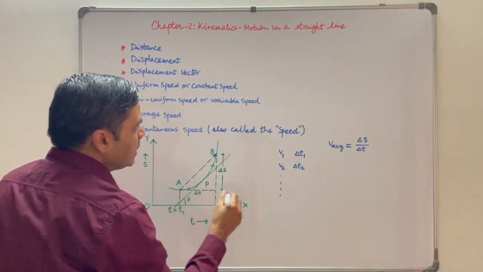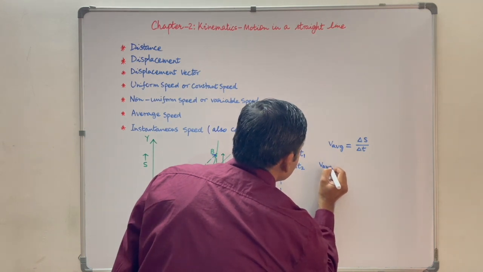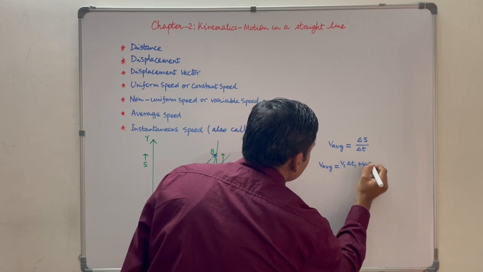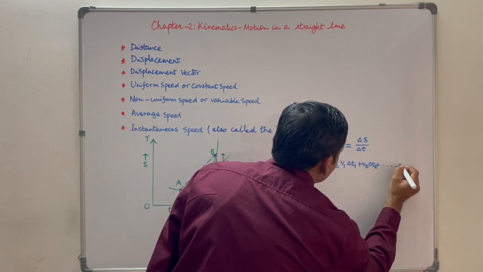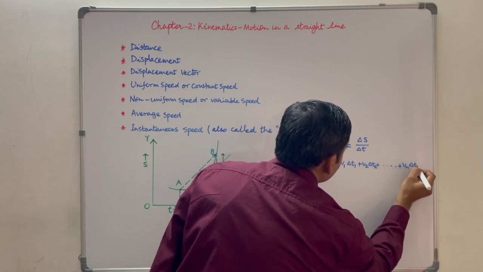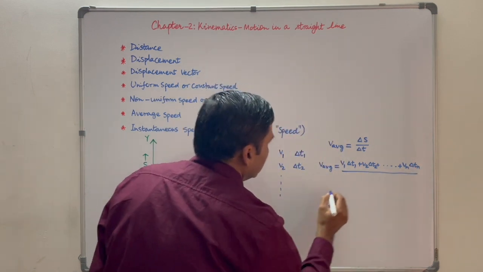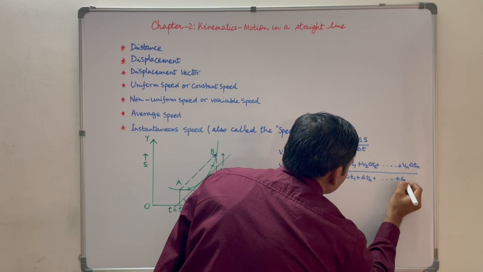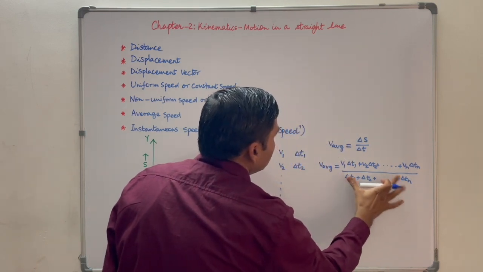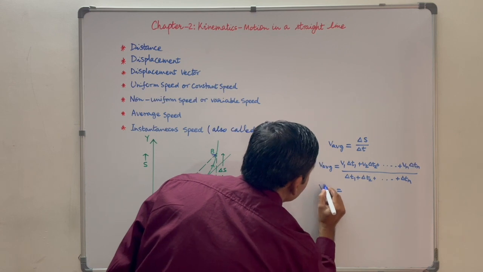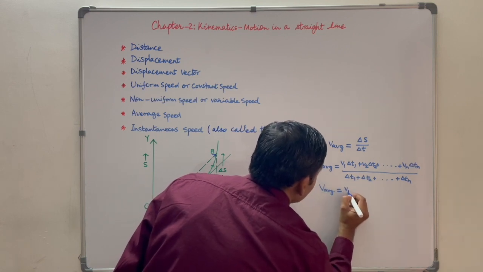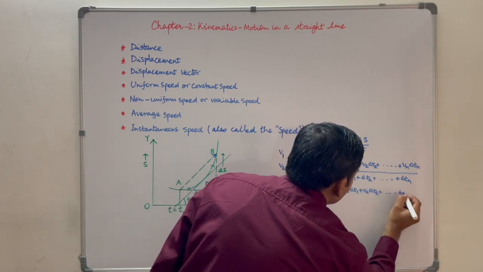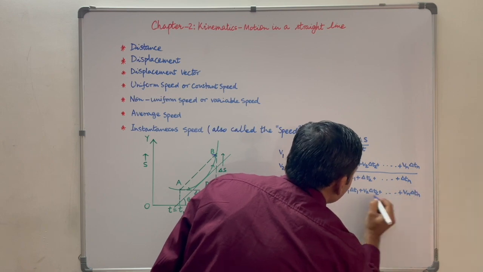If the speed was varying, then the formula will be v average is equal to v1 delta t1 plus v2 delta t2 plus and so on up to vn delta tn, divided by total time taken, delta t1 plus delta t2 plus and so on up to delta tn, and this is nothing but delta t. So the formula will be v average is equal to v1 delta t1 plus v2 delta t2 plus and so on up to vn delta tn upon delta t.